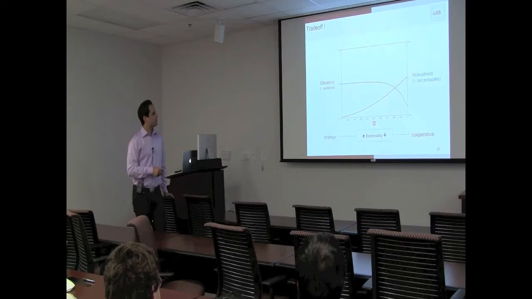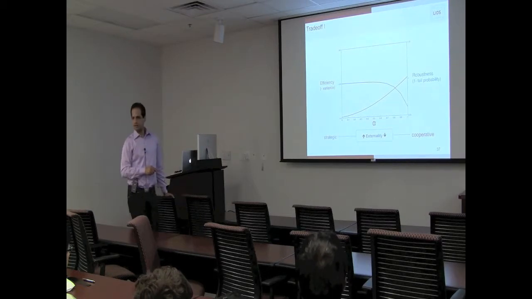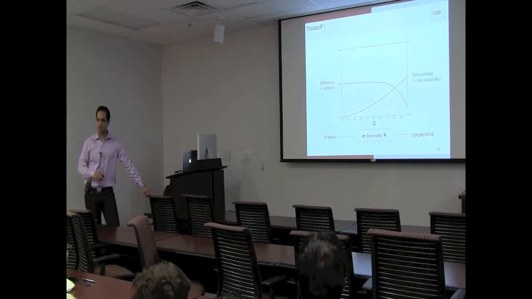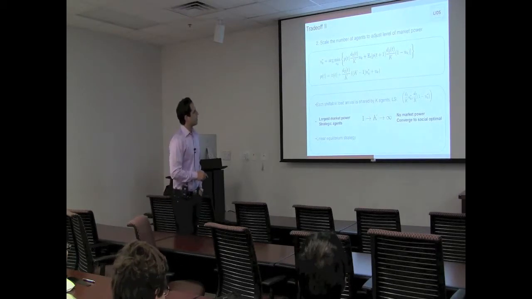So when alpha is 0, we are at the strategic case. We are less efficient, but we are also more robust. So this is 1 minus the tail probability. And when alpha is 1, we approach the cooperative case. Efficiency increases, and robustness decreases. Okay? So just going over this very quickly.